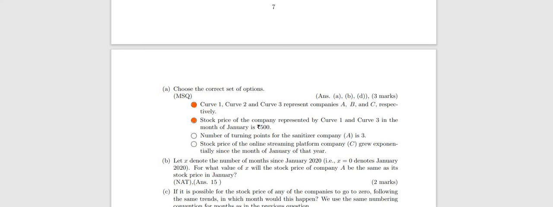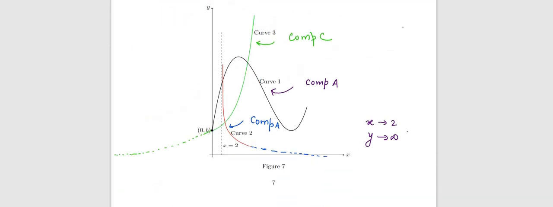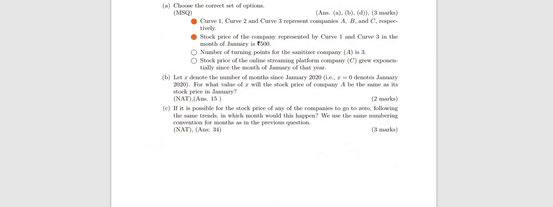Number of turning points of sanitizer company A is 3. Look here. What does a turning point of a graph mean? It means that it has changed its direction. So from here you can see that it was going up and suddenly it turned down. So here is turning 1. And now it was going down and suddenly it turned up. So here is turning 2. So I can see that curve 1 only makes 2 turns, and in the option it has been given 3. So option C will not be correct.